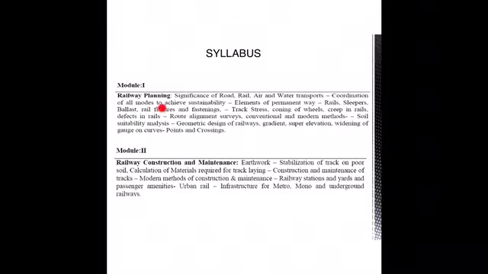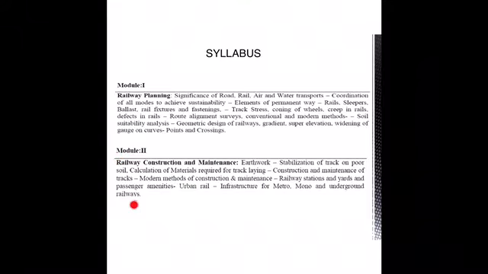Once we understand the components of the rail system, we will study how the route alignment survey will be done, and also the various geometric designs of the railways, which includes the gradient, super elevation, extra widening, points and crossing.